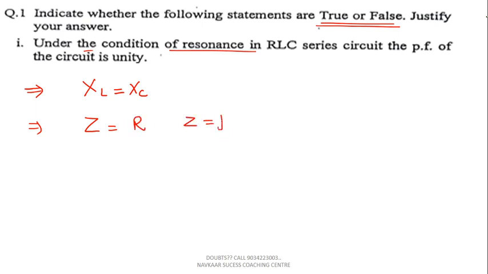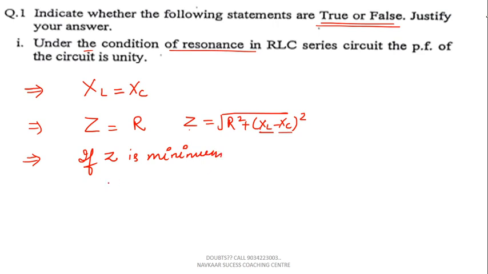How? Because the Z formula is how much? Z is equal to root of R square plus (XL minus XC) whole square. So if XL equals XC, then Z value must be equal to R. Next thing is, if Z is R, then in that case Z is minimum. If Z is minimum, then current must be maximum. And the formula for the resonant frequency is how much? 1 by 2 pi root LC.